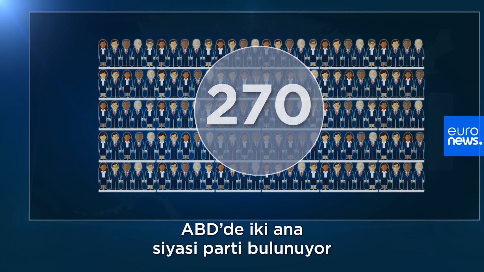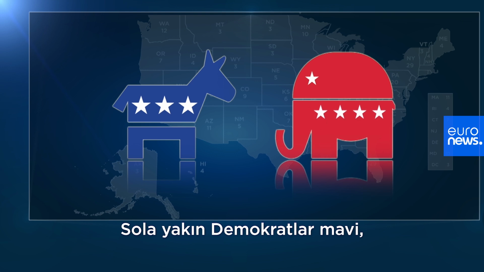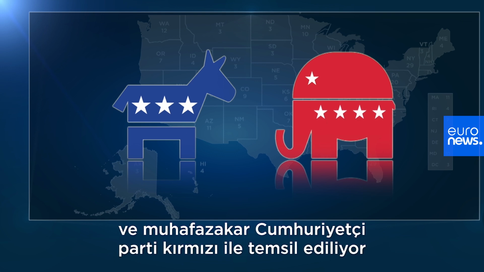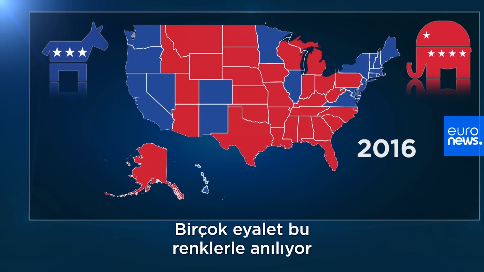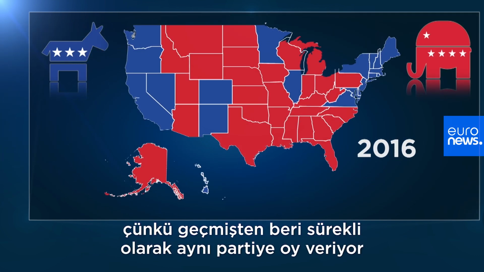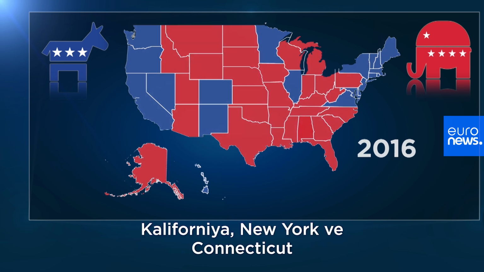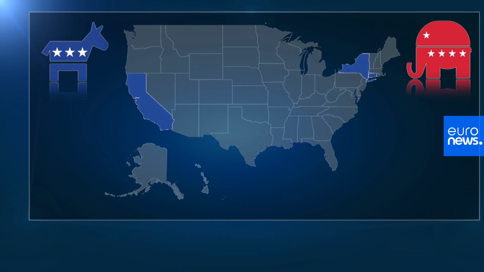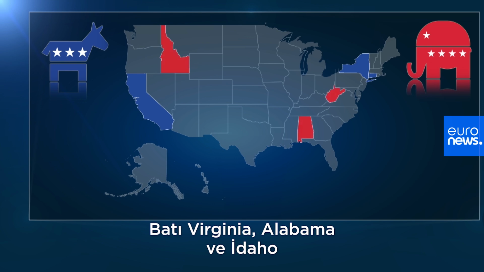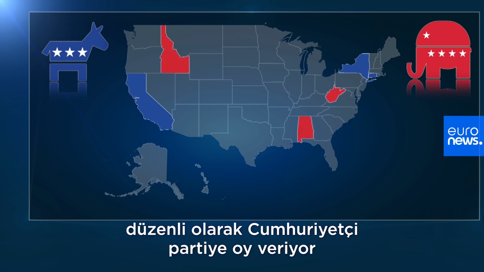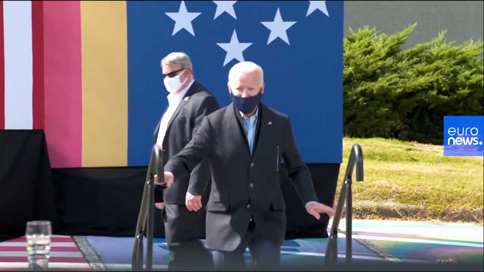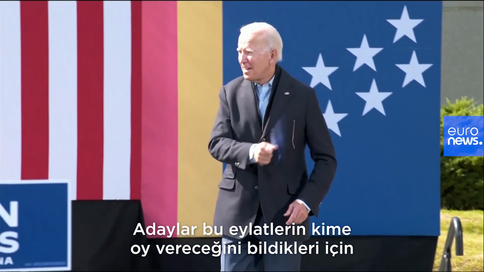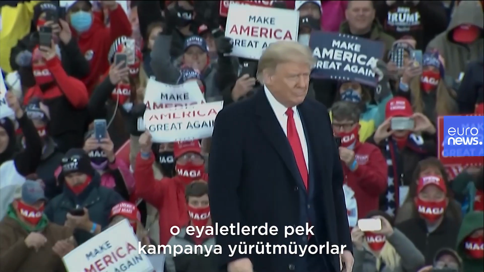The U.S. has 2 main political parties, the left-leaning Democrats in blue and the conservative Republican Party in red. Many states are considered red or blue because they've consistently voted for the same party in the past. California, New York, and Connecticut often vote Democratic, whereas West Virginia, Alabama, and Idaho are consistently Republican. Candidates know how these states will likely vote, so they don't campaign there as much.